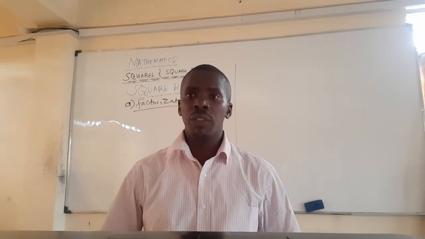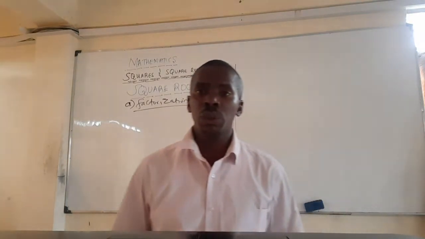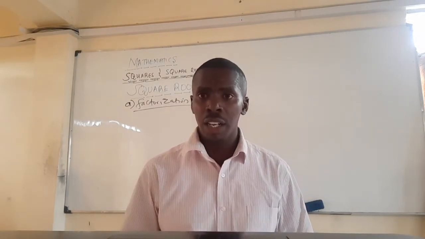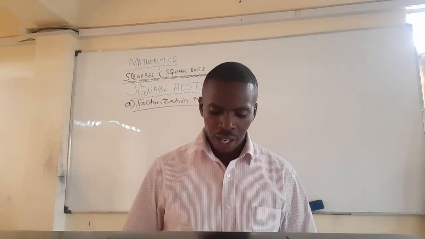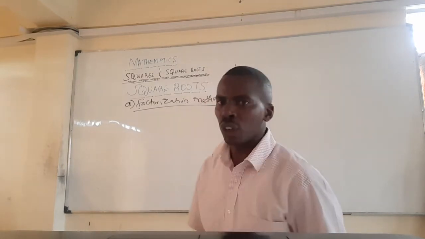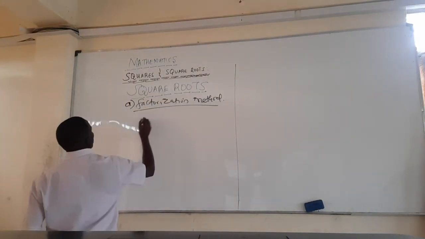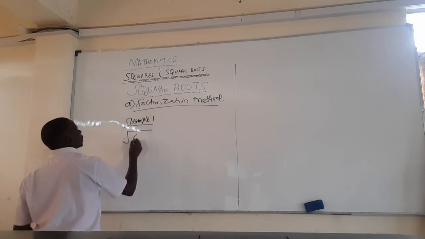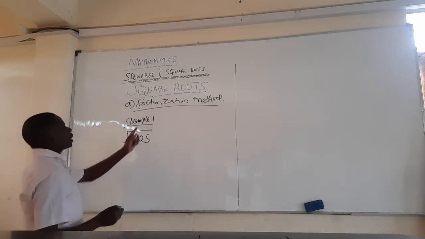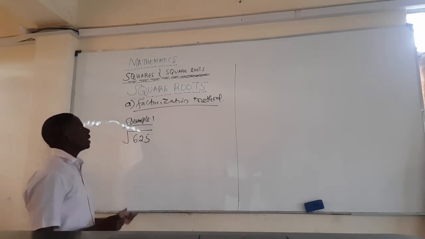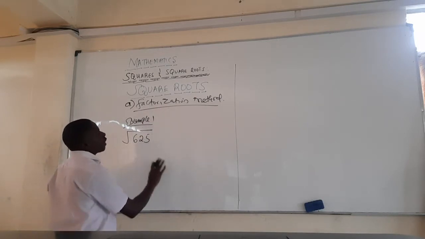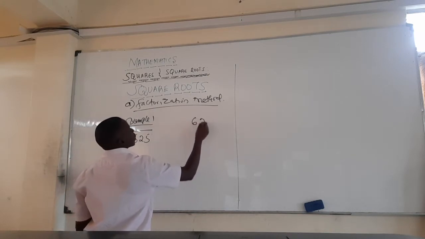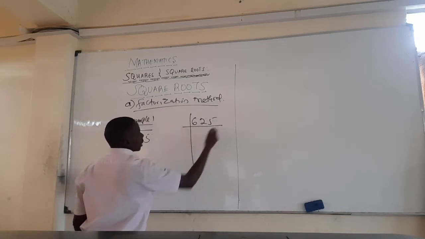When you are using the factorization method, we are going to use those prime factors to be able to get the square root of a number. We can have an example here. Example 1: the square root of 625 using the factorization method. In this case, we are going to write 625 in its factor form, using the prime factors.